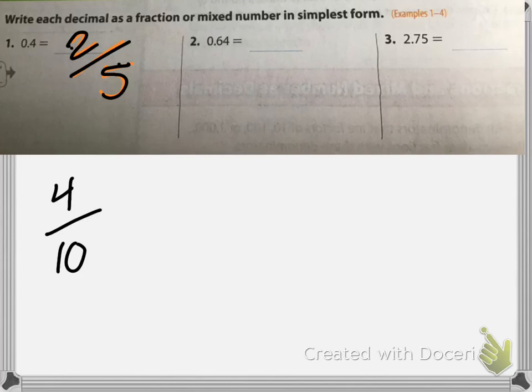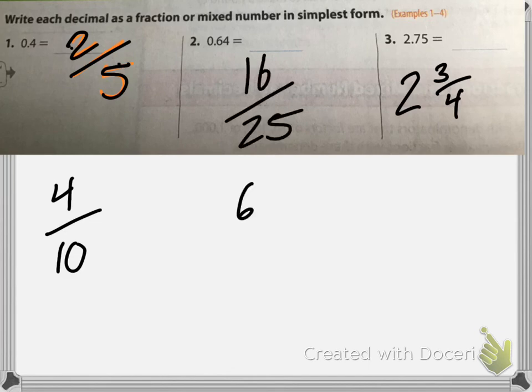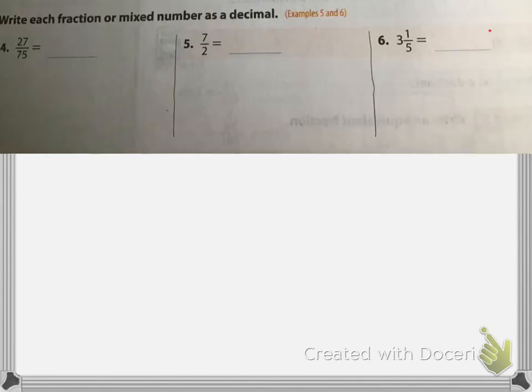Wait, Lennox, what's 3? 2.75 is equal to 2 3/4. Perfect. 2 3/4. It was 2 75/100. We simplified. Excellent. So for that number 3, do you got it yet, Brody? Perfect, Brody. We get 16/25. It was 64/100, and then we just divide.